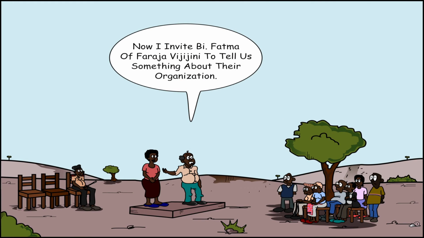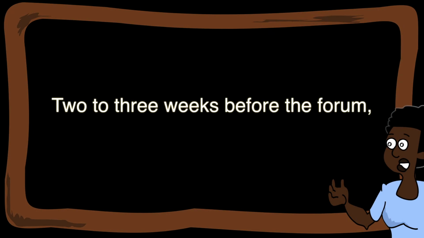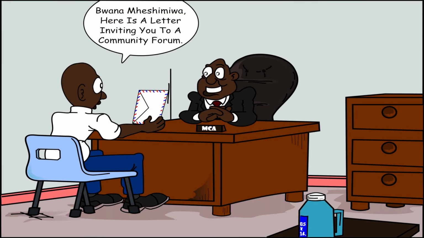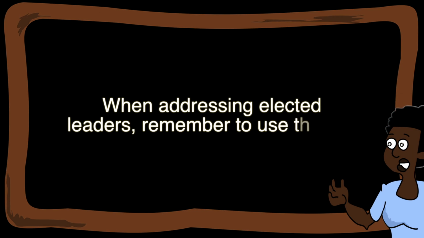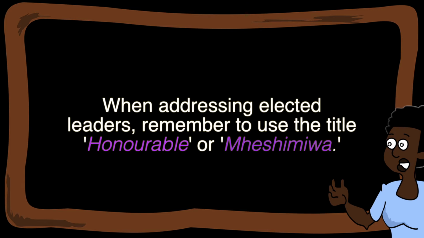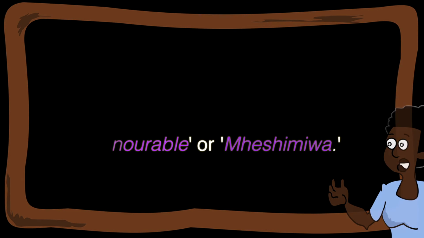Invite them to use the platform to share their vision for the ward and build a rapport with their electorate. Remind them that the forum is not a meeting to foster personal attacks against them, but is an opportunity to engage with the electorate. 2 to 3 weeks before the forum, send a formal invitation letter to the elected leaders who will be participating in the forum and include date, time, and location of the forum. When addressing elected leaders, remember to use the title Honorable or Mheshimiwa.